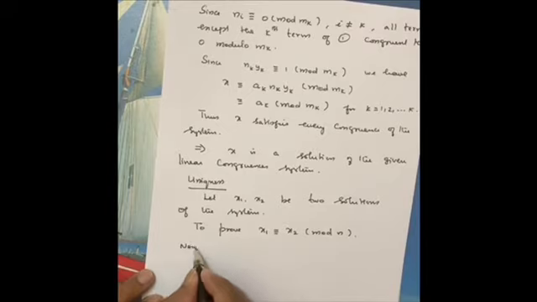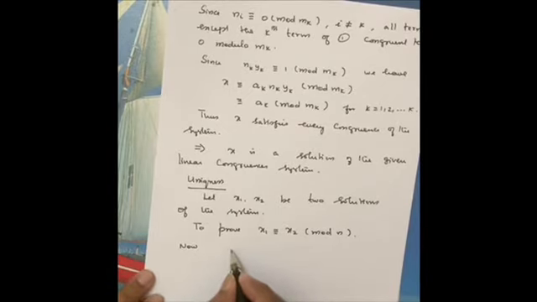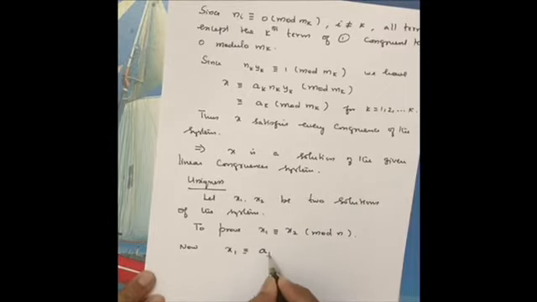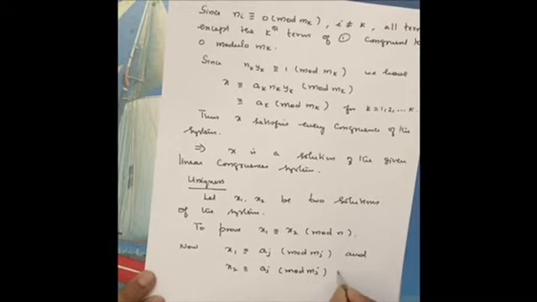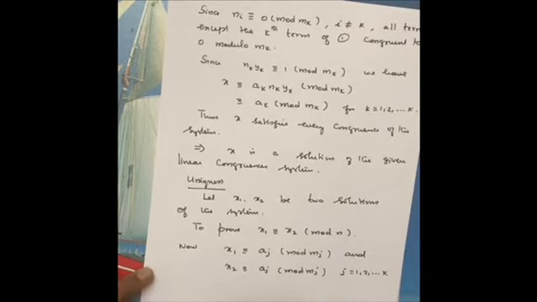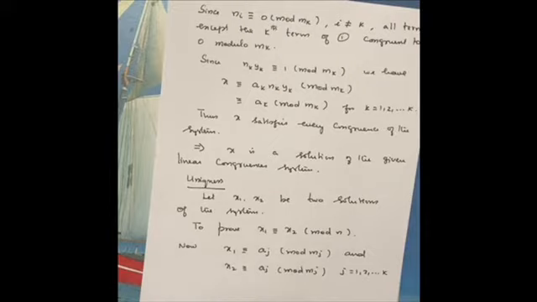Now x1 congruent to some aj modulo mj, because x1 satisfying the given congruence, and x2 is also a solution, no? So aj modulo mj, j equal to 1, 2, etc. k. So x1 is a solution, x2 also a solution, so x1 and x2 satisfy some congruences, no? So that congruence I am taking.